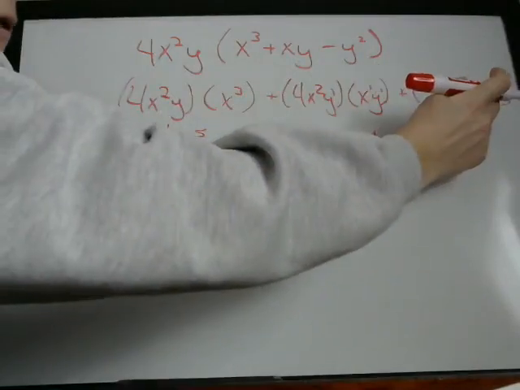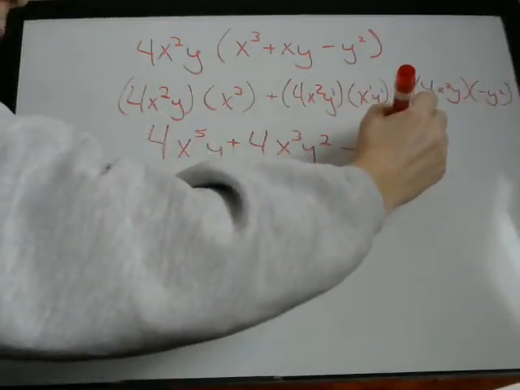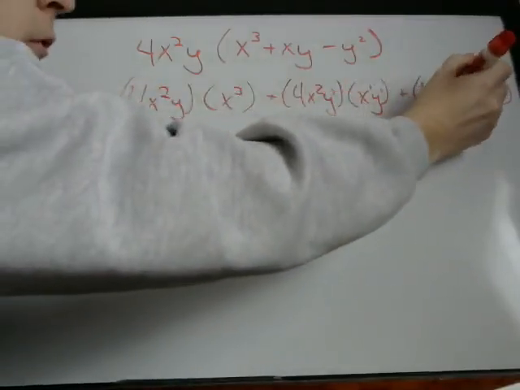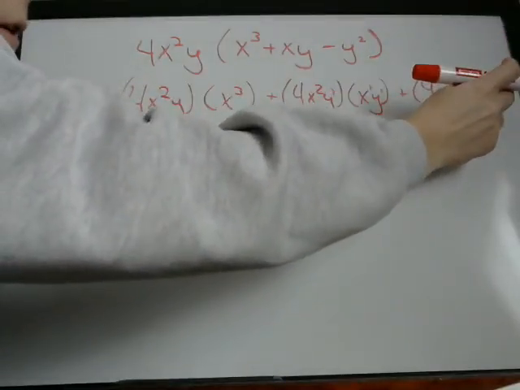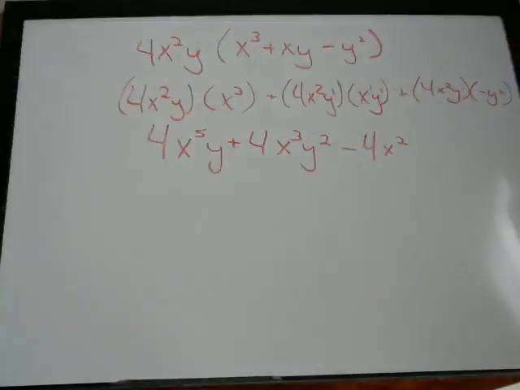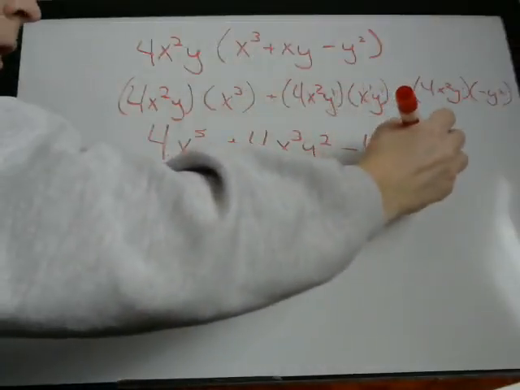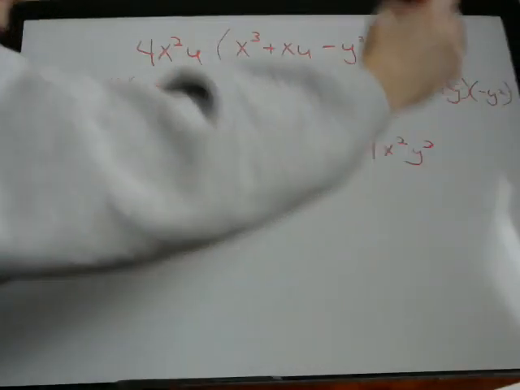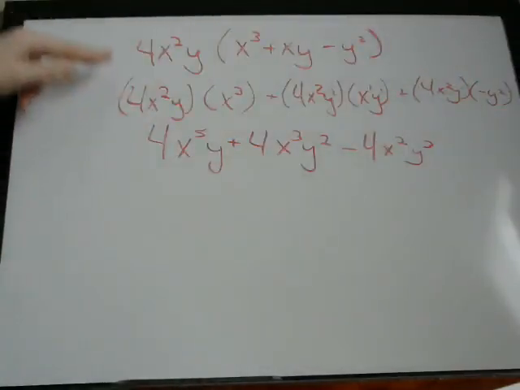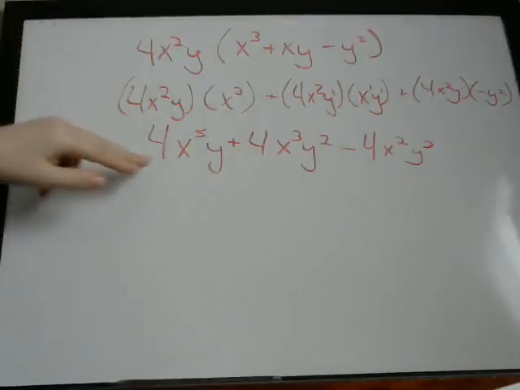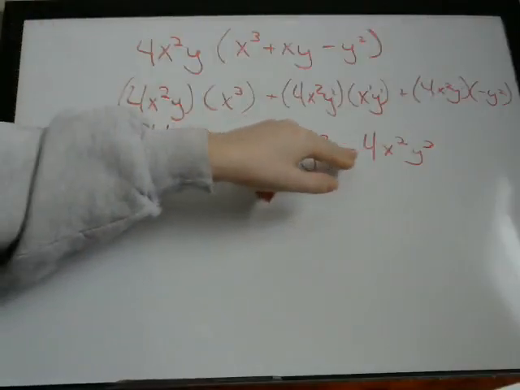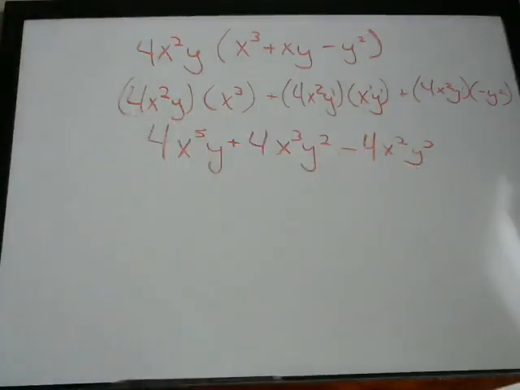x squared, there are no x's over here, so we just write down x squared again. And then we have y, remember there's a 1 up here, times y squared. So we just again write down y and add the exponents. 1 plus 2 is 3. So this is the answer to this multiplication: 4x to the 5th y plus 4x to the 3rd y squared minus 4x squared y to the 3rd.